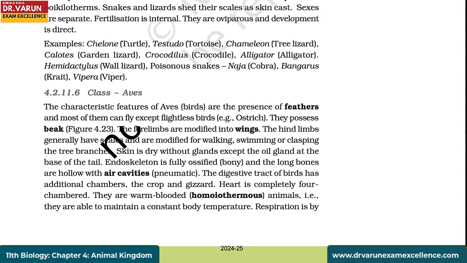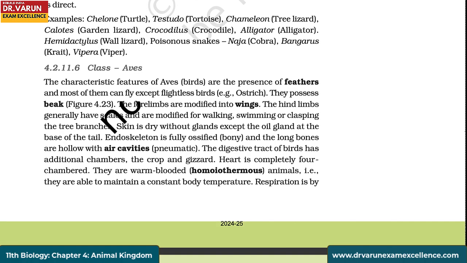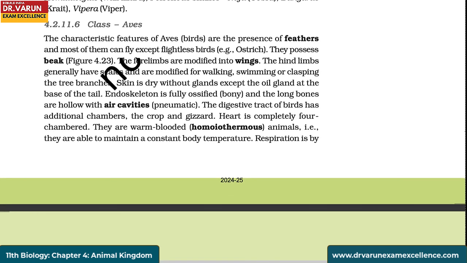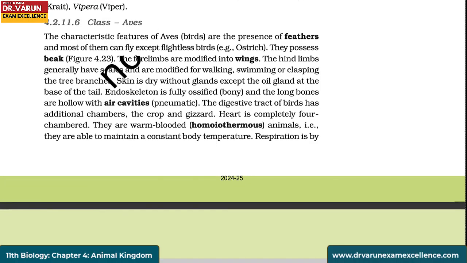Class Aves. The characteristic features of Aves or birds are the presence of feathers, and most of them can fly except flightless birds. Example, ostrich. They possess a beak. The forelimbs are modified into wings. The hind limbs generally have scales and are modified for walking, swimming, or clasping in the tree branches. Skin is dry without glands except the oil glands at the base of the tail. Endoskeleton is fully ossified, bony, and the long bones are hollow with air cavities.